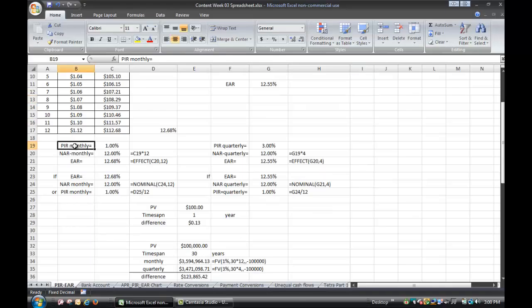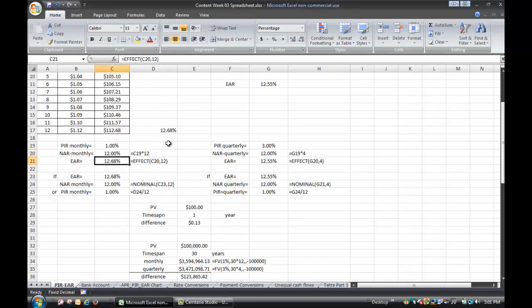Let's start with a PIR, a periodic interest rate monthly, of 1%. To get to the nominal rate monthly, which is the nominal annual rate, we multiply by 12. So it's very simple to go from PIRs to NARs: multiply by the number of compounding periods per year. 12%.